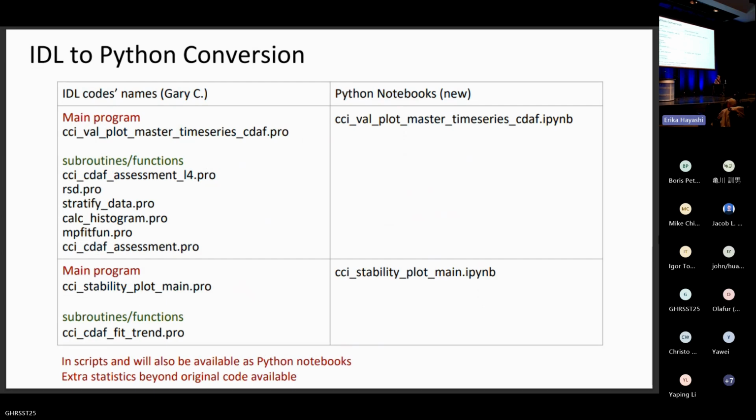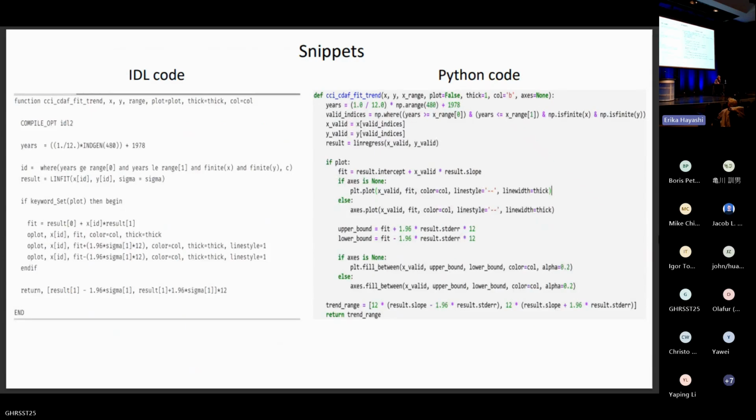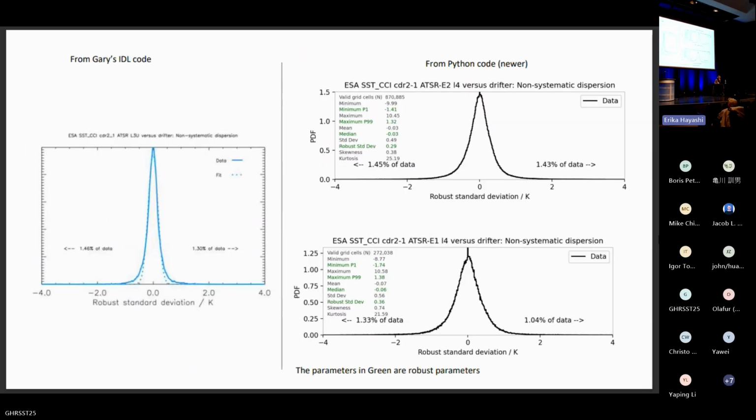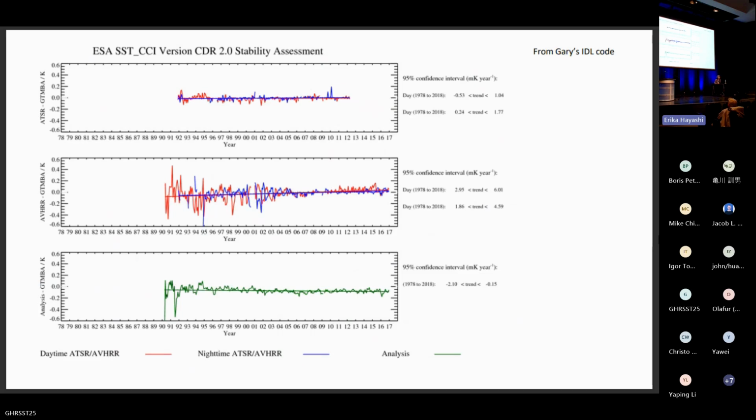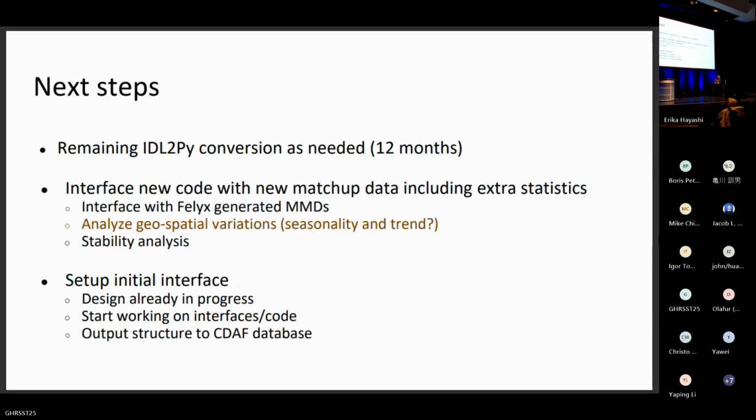Here is just from Rishi about the conversion that we've done from Gary's IDL code to Python. And so we have Python notebooks for some of this. Here's a direct comparison between IDL and Python. This was all done last year, not in the last year, but in the year up to the previous GRIST. Here's just examples of the sort of plots that we're generating, things about stability.